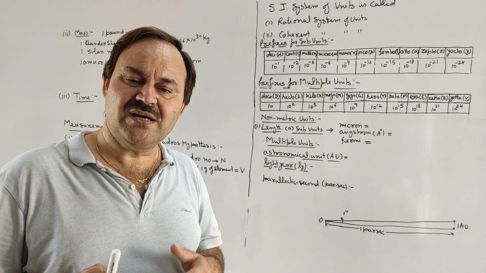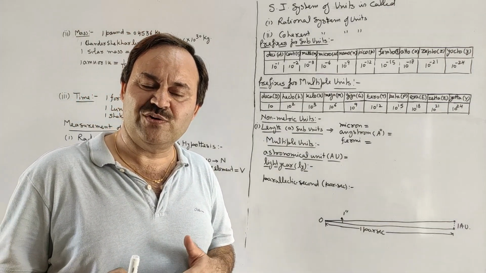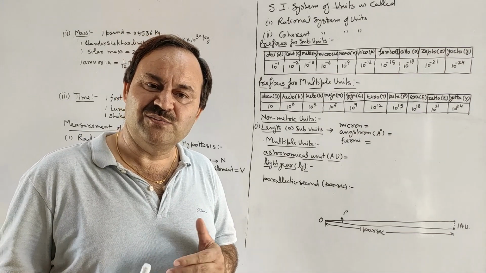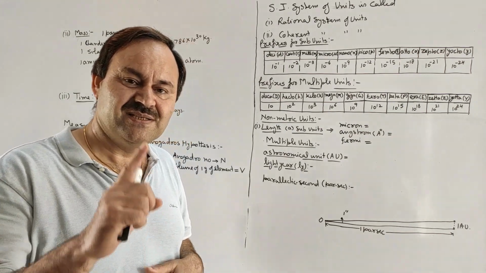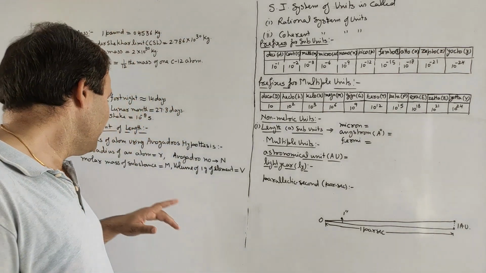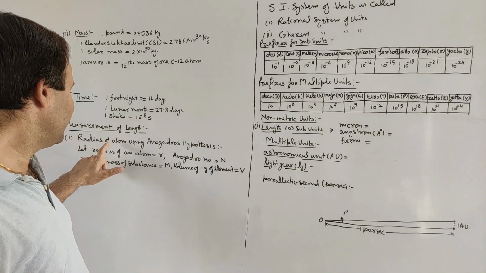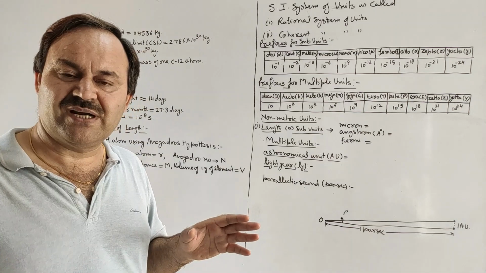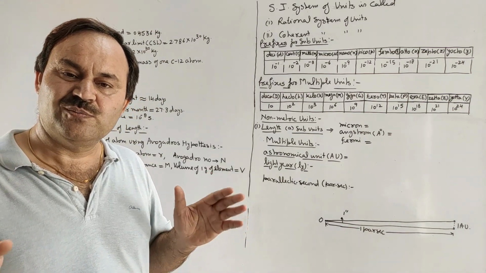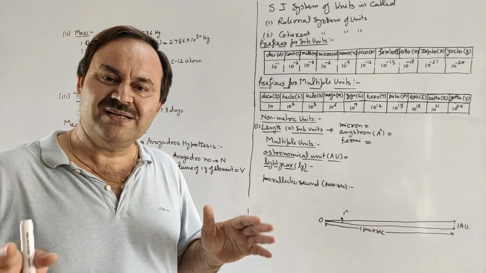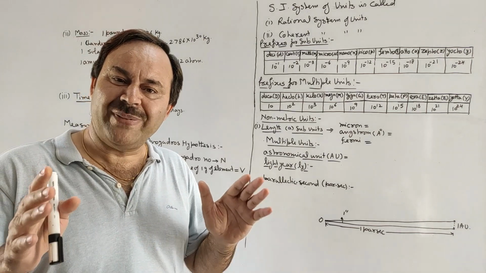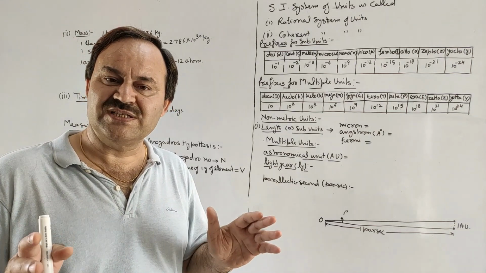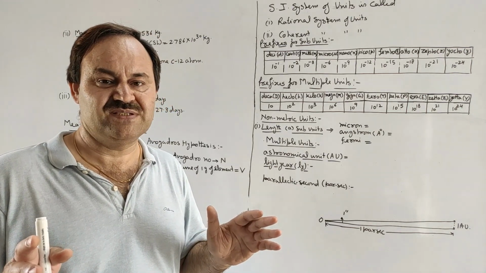And then we will come to the measurement of length, and from the measurement of length we will learn about the first, that is determination of radius of atom using Avogadro's hypothesis. So be ready with your pen and notebook to pen down the important points for your future revisions.